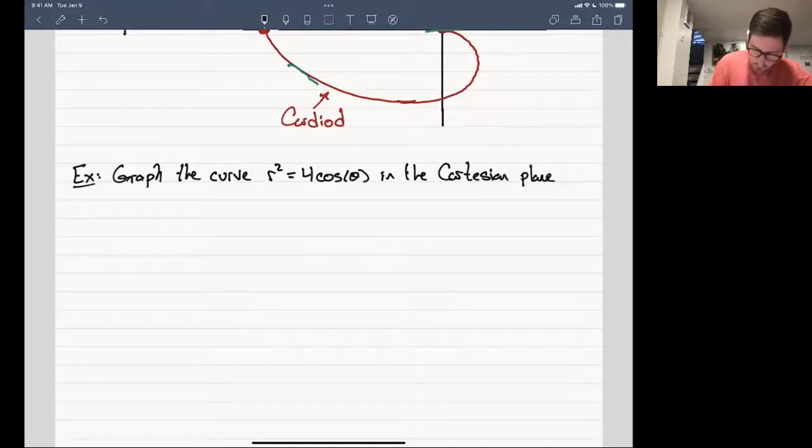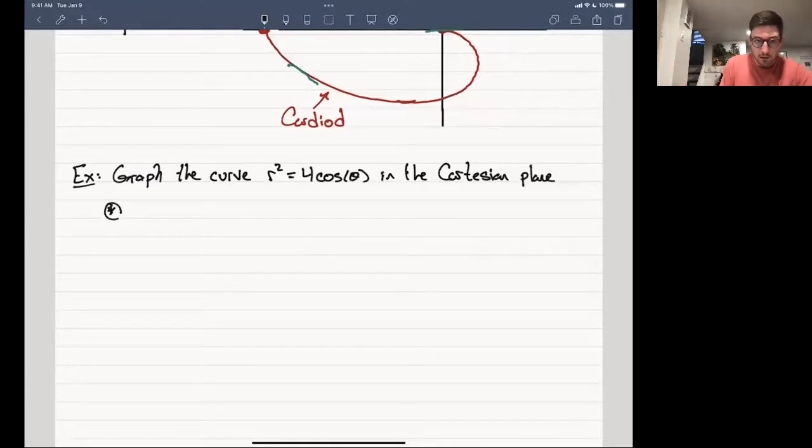Or the Cartesian XY plane, right? Okay, so first of all, this is not given to us in the form r is equal to f of theta, right? It's r squared is equal to f of theta. So it's immediately an issue. But let's note a few things.